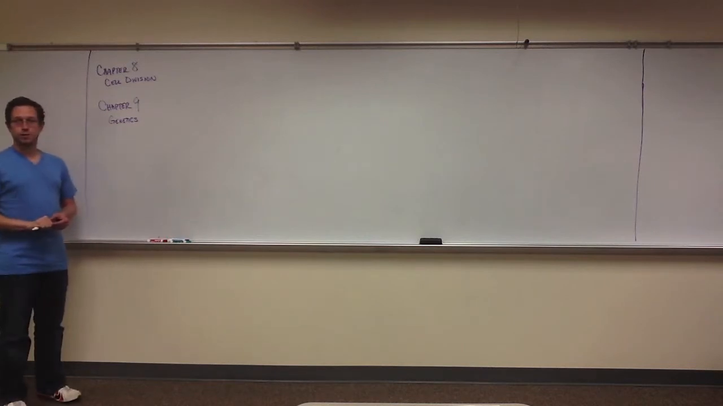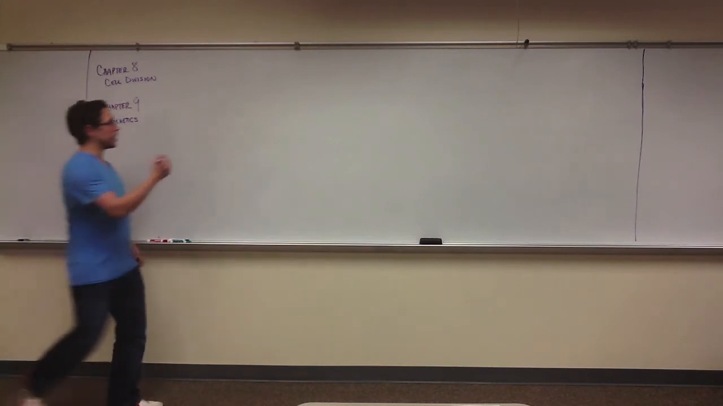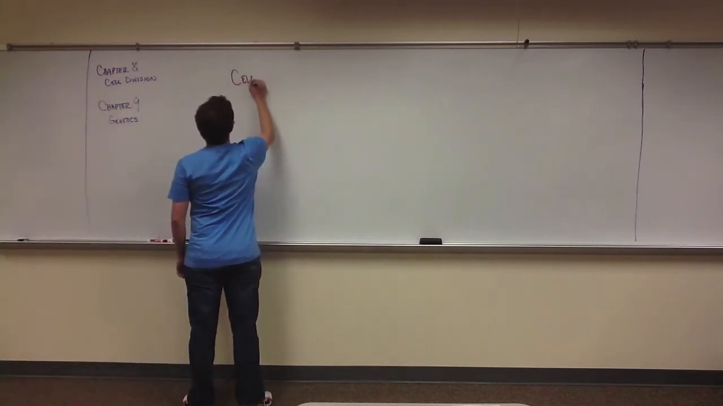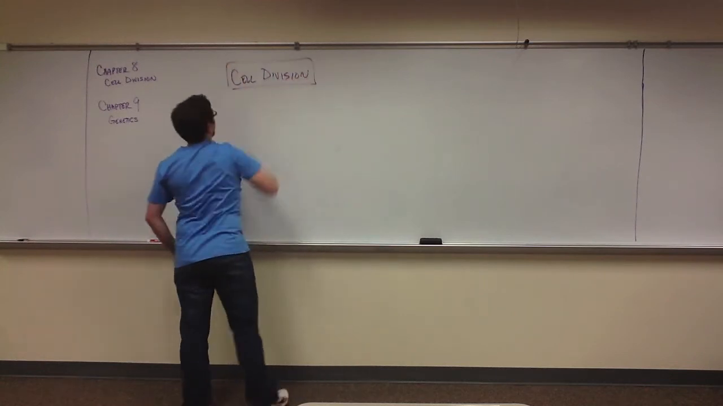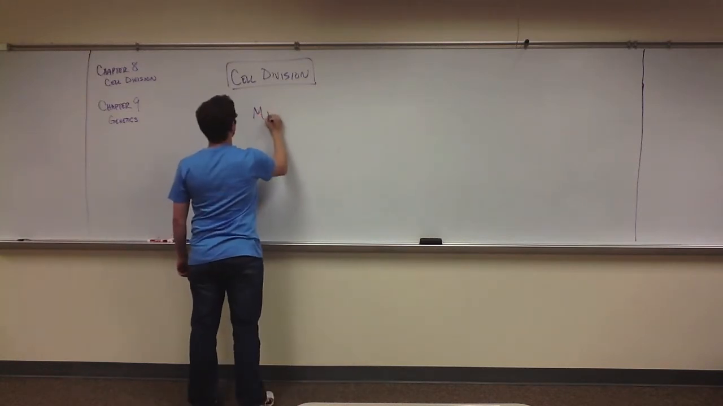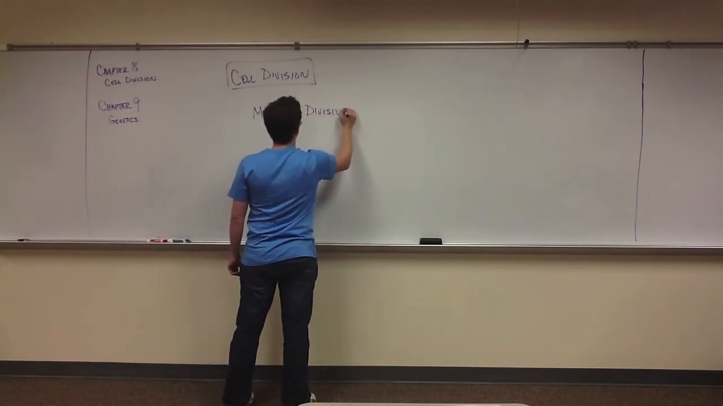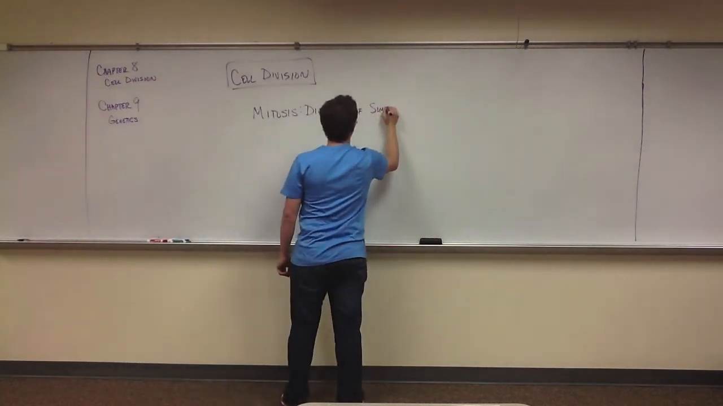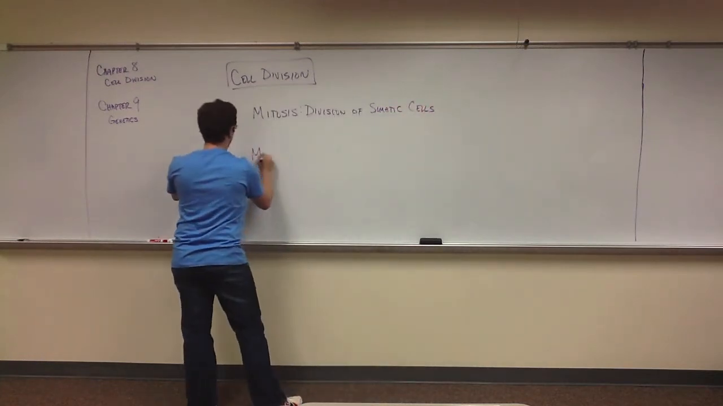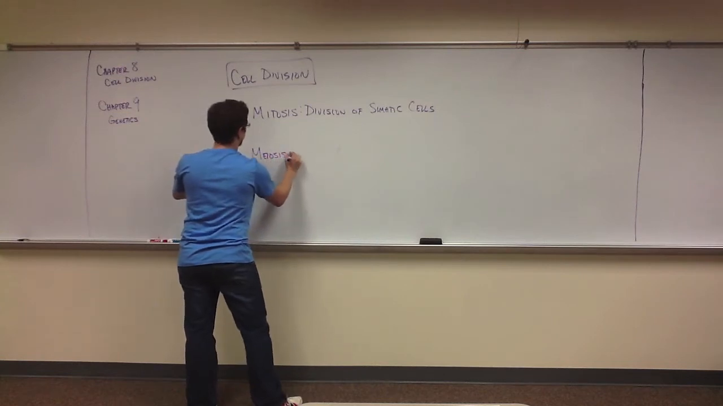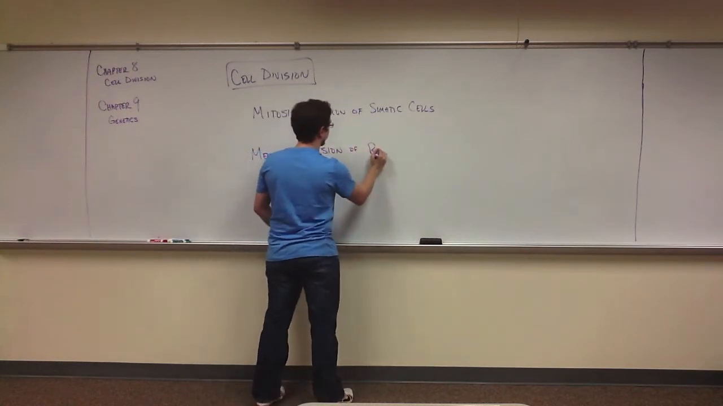Any preference? No preference at all? Okay, we'll start with chapter 8, and we'll talk about cell division. Remember that there are two different forms of cellular division that we talked about in the lecture: mitosis, which is the division of somatic cells, and meiosis, which is the division of reproductive cells.